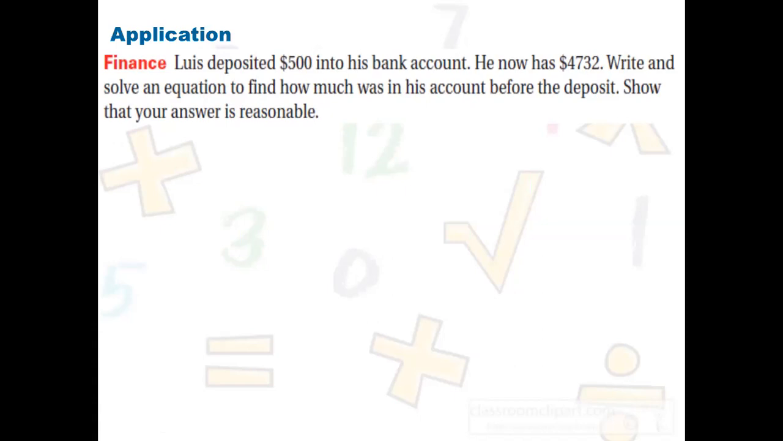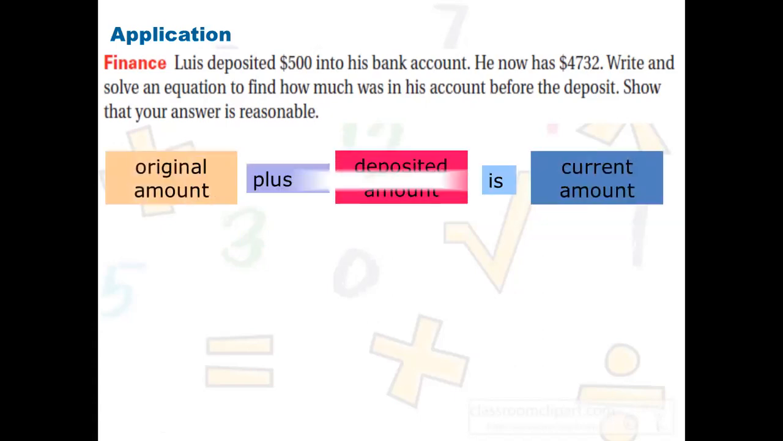Now, some of you might say, simple, subtract 500 from 4,732. Yes, you're right. That's how you find it as well. But because here we have to do it in a proper way, we have to write an equation. So we use this way. The original amount which was there before in the bank plus the amount he deposited is the current amount. As you know, when you go and keep money in the bank, the money gets more, which means more than what you had. So let's keep the money amount as M, plus he put 500, that gave him 4,732.